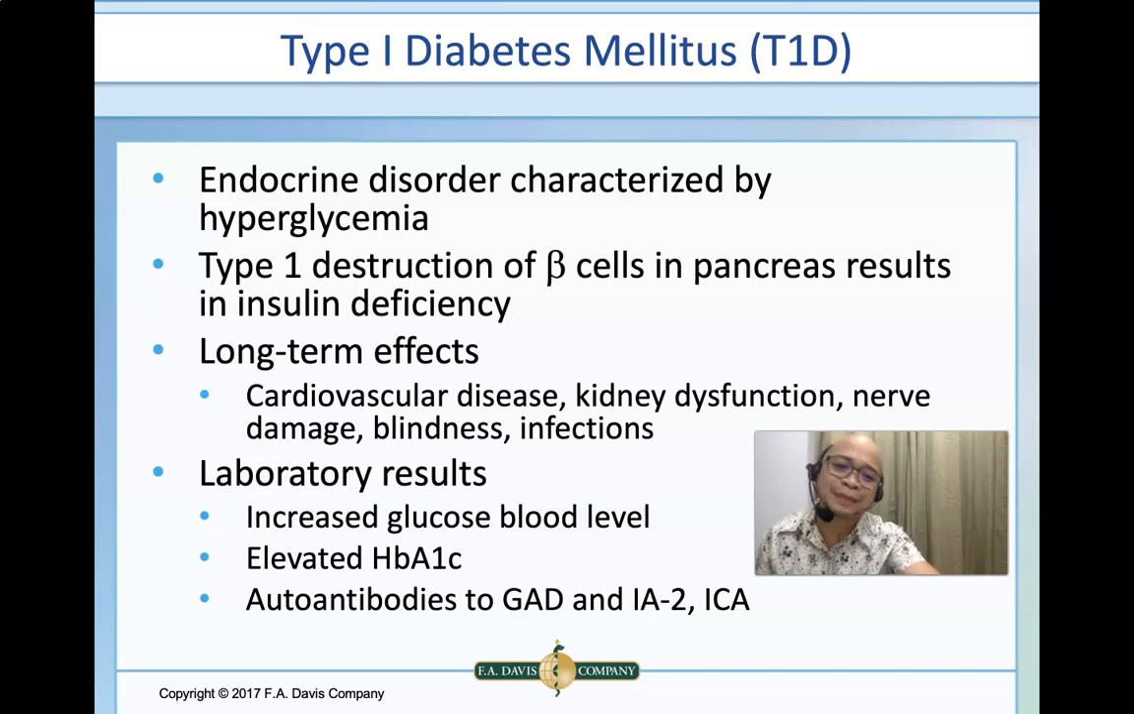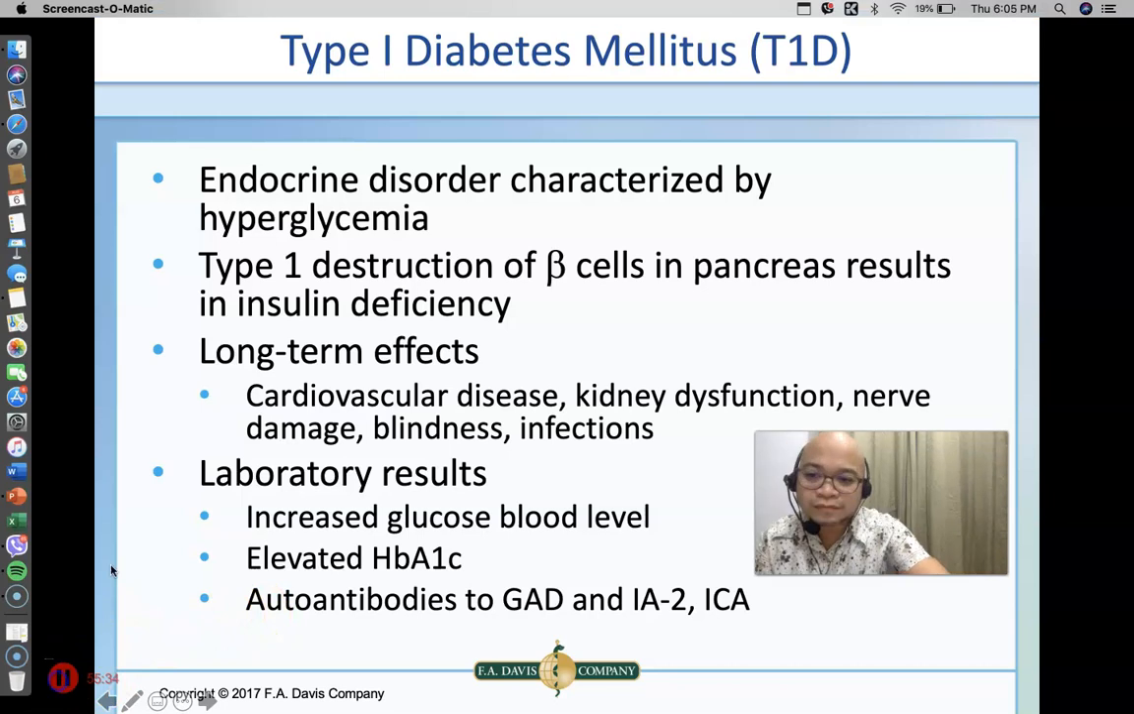So long-term effects may include cardiovascular disease, kidney dysfunction, nerve damage, blindness, and even uncontrolled infections. For laboratory results, of course, you have to monitor the blood glucose level, and long-term glucose monitoring will include HbA1c, hemoglobin A1c, or the glycosylated hemoglobin, and autoantibodies against GAD, IA2, and ECA.